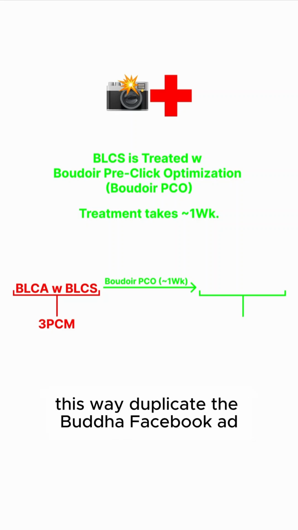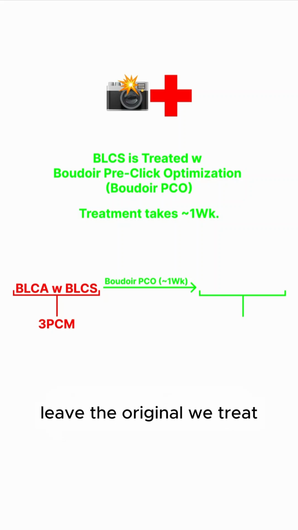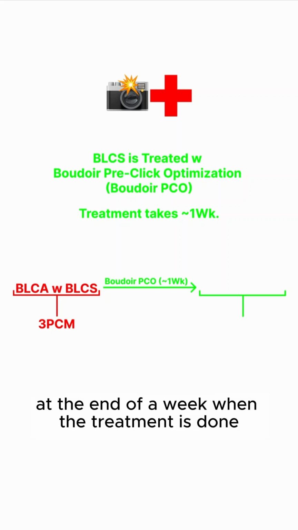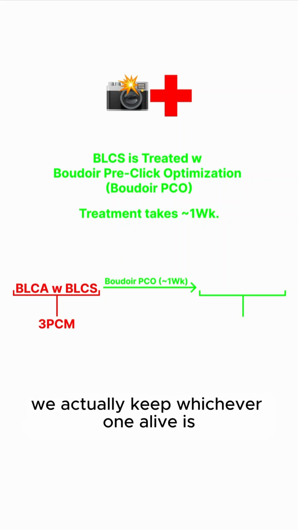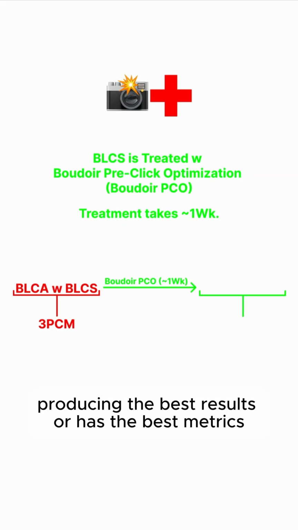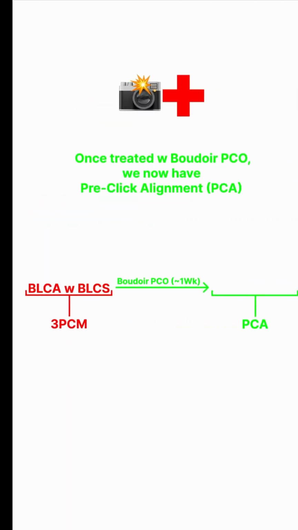This way we duplicate the Boudoir Facebook ad, leave the original ad as it is, treat the duplicated one, and run it in parallel. And at the end of a week, when the treatment is done, we keep whichever one is producing the best results or has the best metrics alive.